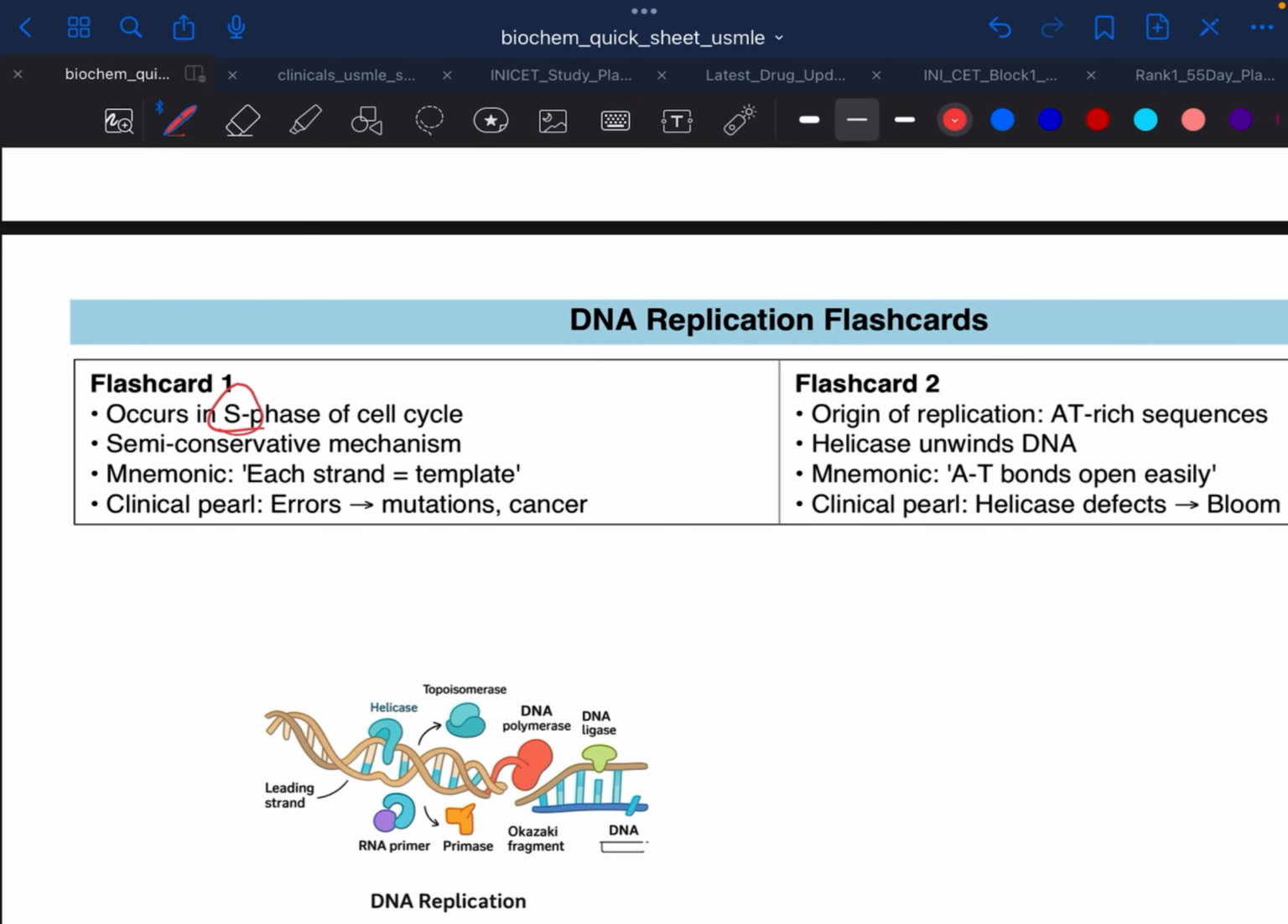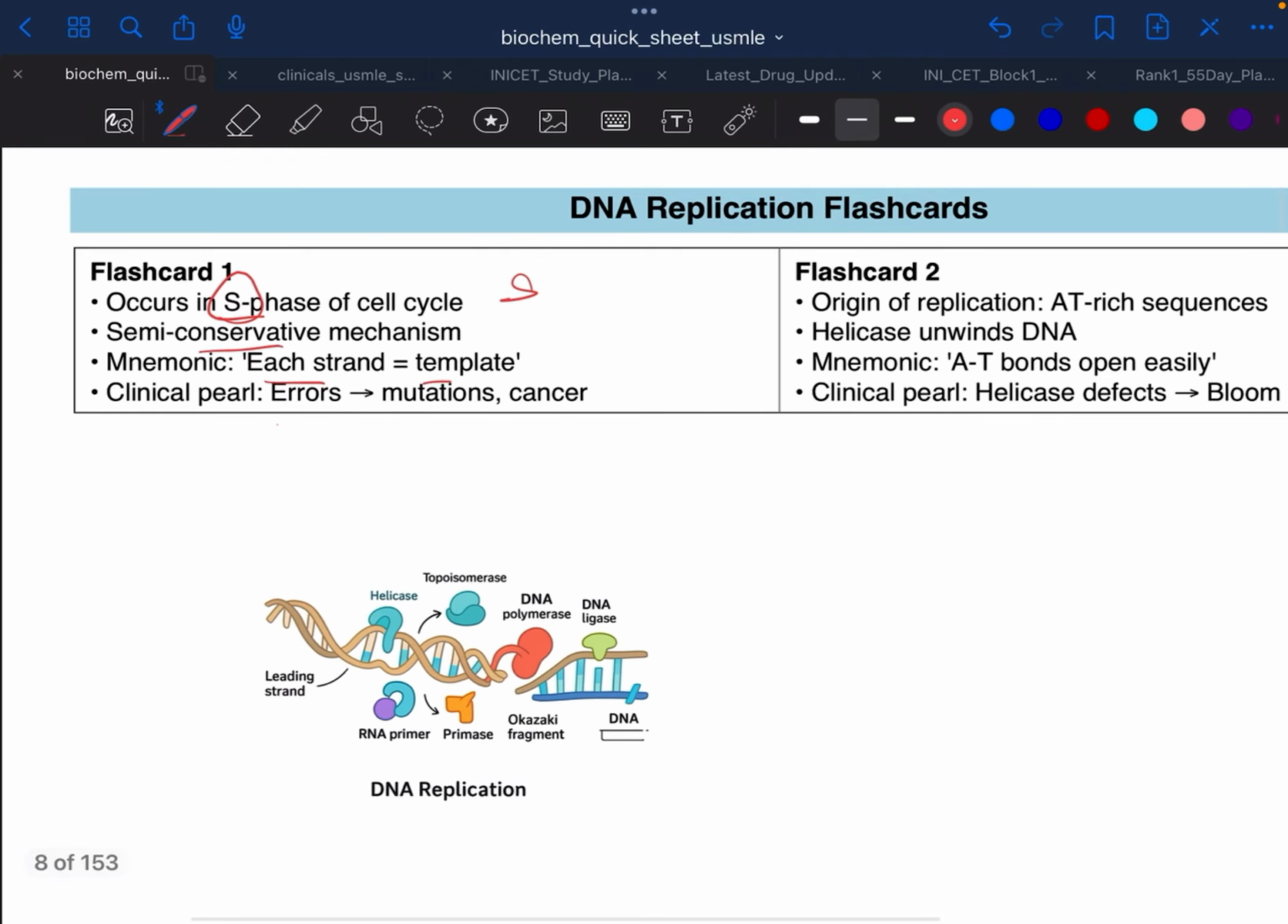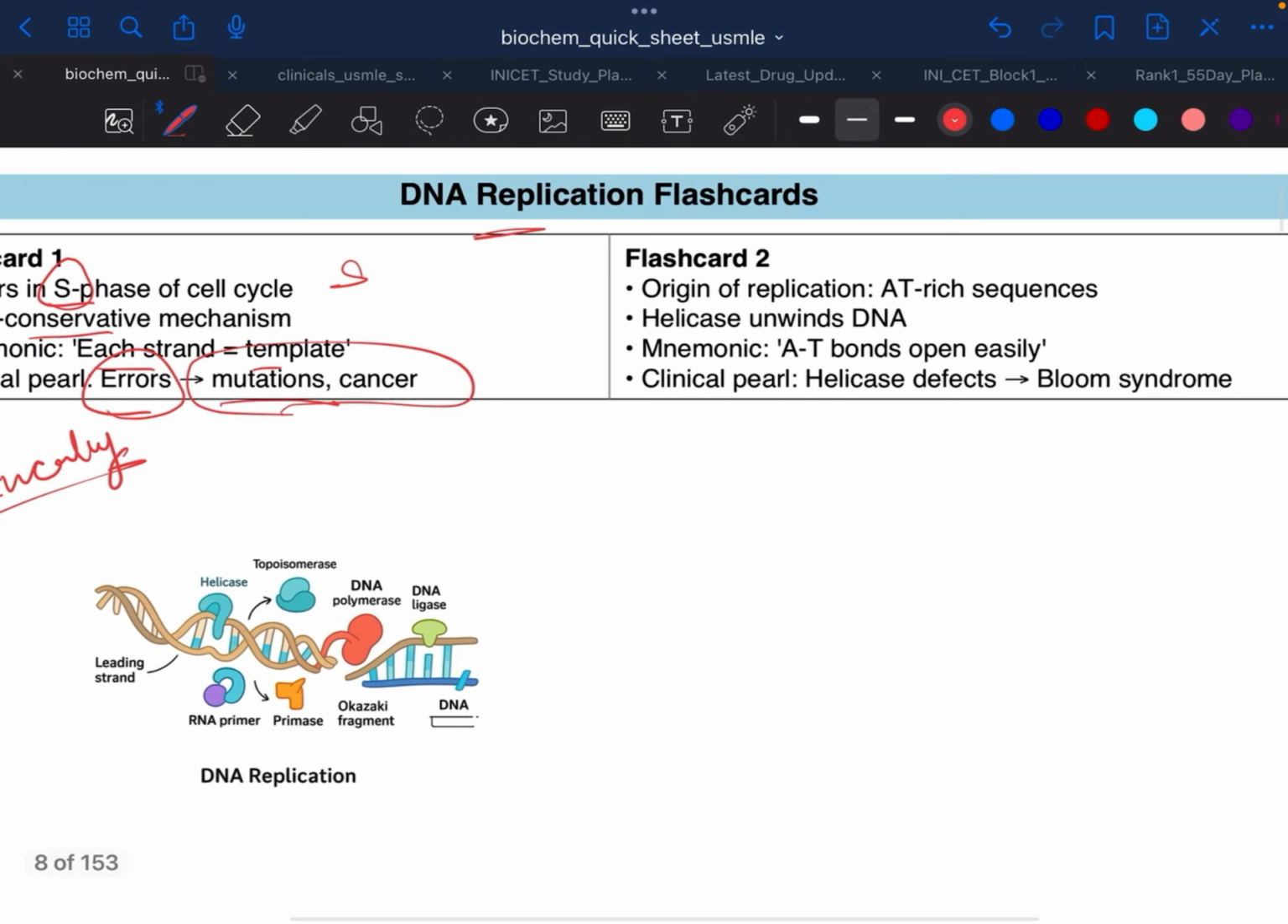As we know, this occurs in the S phase of the cell cycle and is semi-conservative, that is, daughter strands are made from each parent strand, and each strand is a template. If there is an error, it is highly clinically oriented. You will be able to solve all medicine questions also if you know these biochemistry topics thoroughly. Mutation and cancer occur due to its defects. We will learn an example later also.